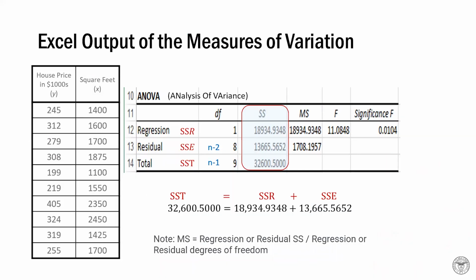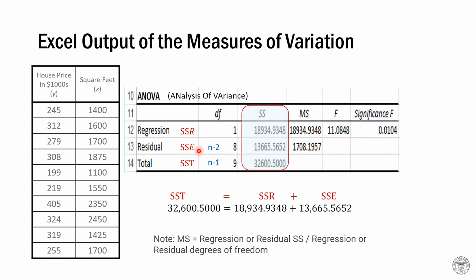In the output of the Excel data analysis regression, we can find the values of SST, SSR, and SSE in the ANOVA table. ANOVA table is also called analysis of variance. This table is exactly the same we pointed out in the previous video.